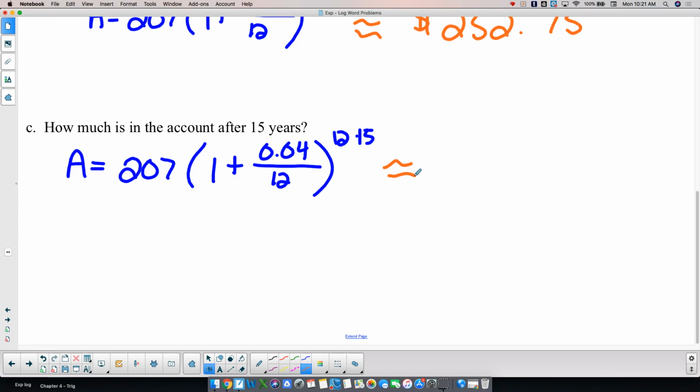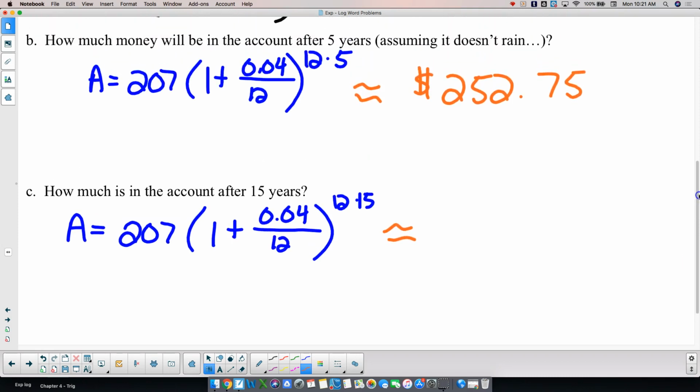While you're figuring that out, can I just take my previous answer, because that was 5 years, and multiply it by 3? Can I do that? No, because interest grows on itself, so it's an exponential function. It's going to keep growing at the same percentage, but that percentage will grow as time goes on.